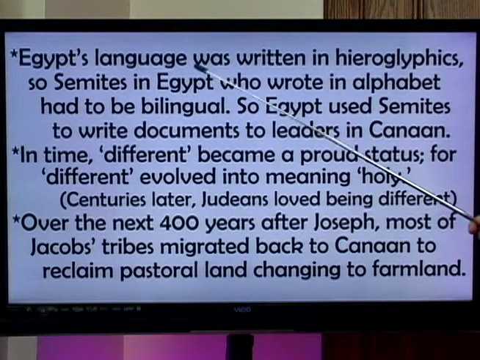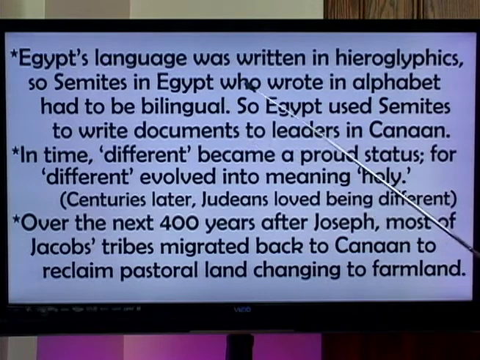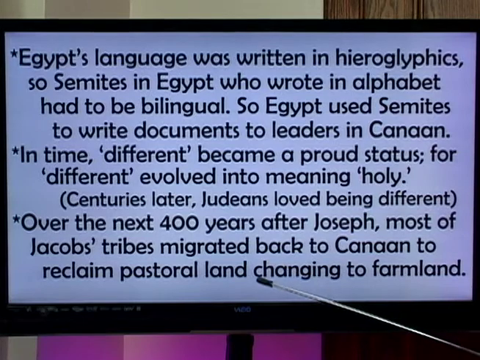We go on to our next screen and we continue reading. Egypt's language was written in hieroglyphics, so Semites, that's Israel, in Egypt who wrote an alphabet had to be bilingual or transliterate. So Egypt used Semites to write documents to leaders in Canaan, and modern scholars have discovered a lot of these documents sent from Egypt to Canaan in alphabet. In time, different became a proud status, for different evolved into meaning holy. Centuries later, Judeans loved being different, and that comes down to today.